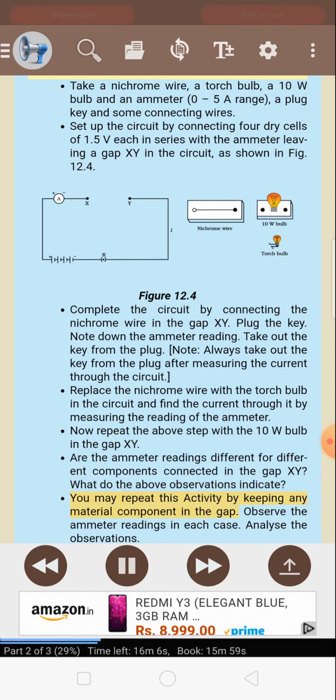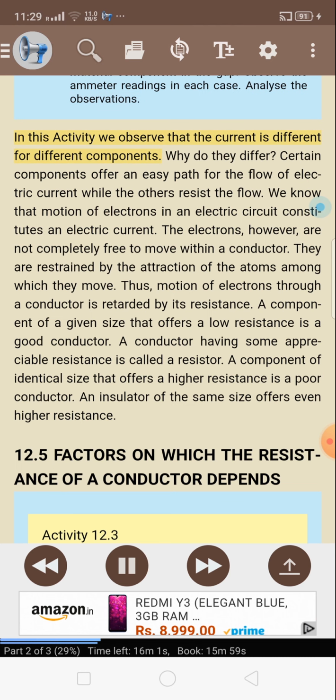You may repeat this activity by keeping any material component in the gap. Observe the ammeter readings in each case. Analyze the observations. In this activity, we observe that the current is different for different components. Why do they differ? Certain components offer an easy path for the flow of electric current while the others resist the flow. We know that motion of electrons in an electric circuit constitutes an electric current. The electrons, however, are not completely free to move within a conductor. They are restrained by the attraction of the atoms among which they move. Thus, motion of electrons through a conductor is retarded by its resistance.